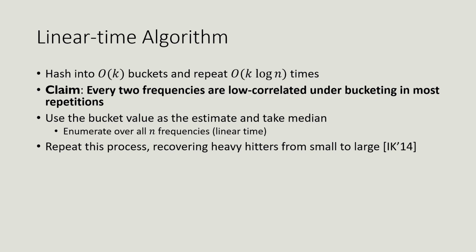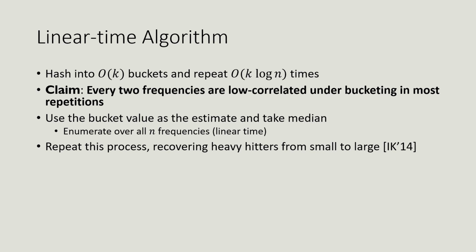As discussed before, in this case the bucket value is a good approximation to the heavy frequency, and we can then take the median of them. Here we need to know which frequency is heavy, so that we know which bucket it is hashed to in different repetitions. So we enumerate all n frequencies and obtain an estimate for each frequency, and thus the runtime has a linear dependence on n. Then we proceed as in an early paper of Indyk and Kapralov: we recover all frequencies above a certain threshold, subtract what we recovered, and repeat with the residual. Here we increase the threshold over time, recovering heavy frequencies from small to large.